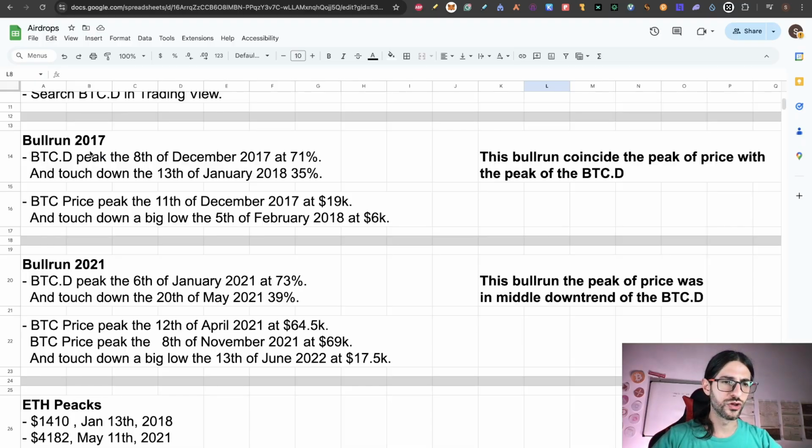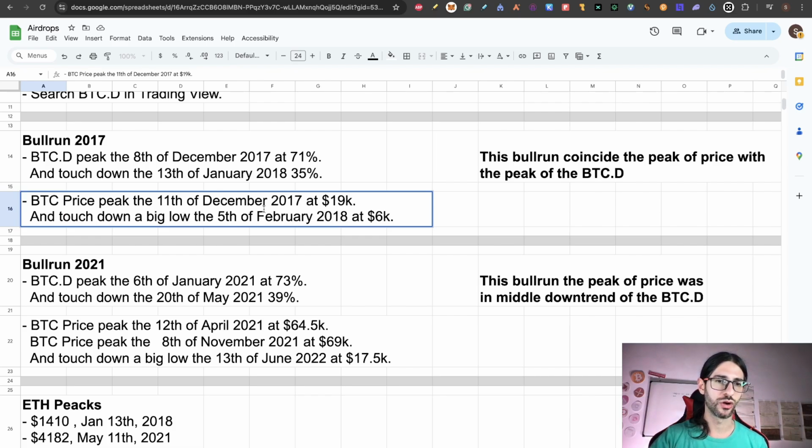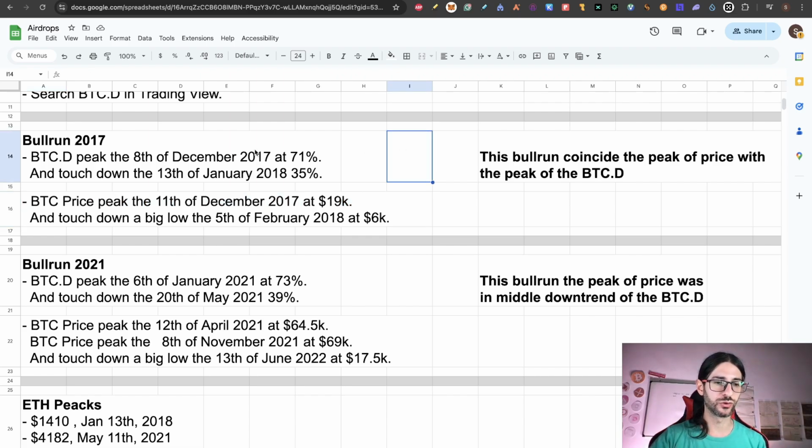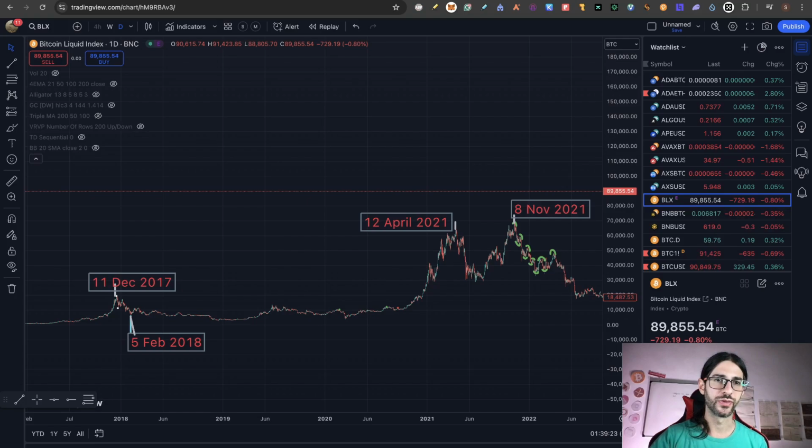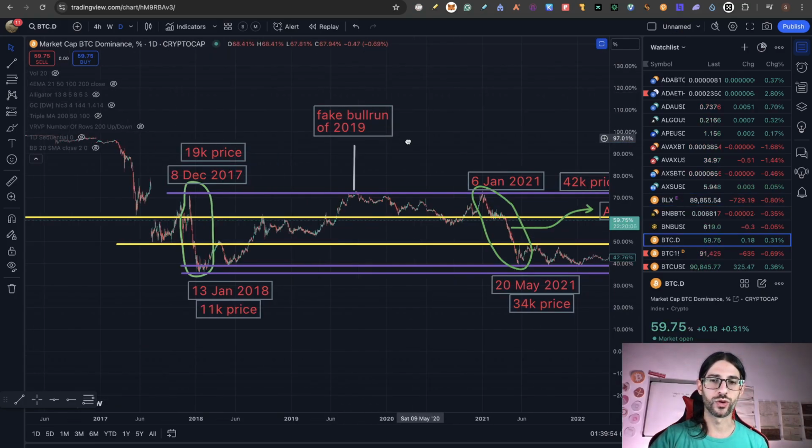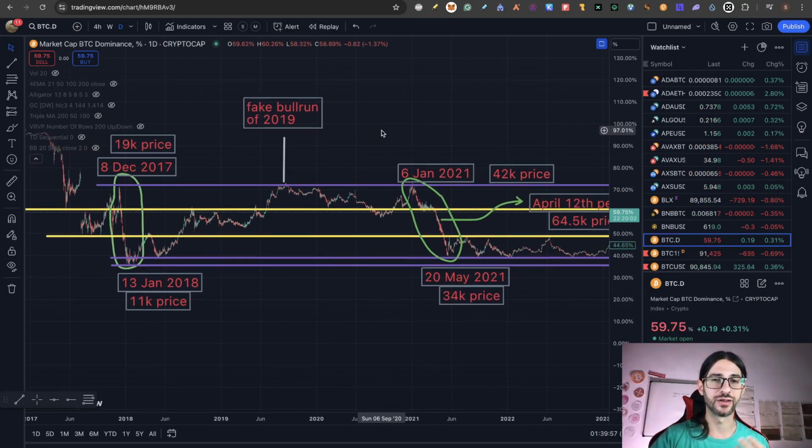So here I am showing you the same information. The Bitcoin dominance peak on the first bull run was at 71%, and in one month and 4 days it dumped to 35%. During that period we had the altcoin season, but what is very important is that the peak of the price of Bitcoin coincided, within about 3 days, with the peak of the Bitcoin dominance, because that only happened in that bull run. In 2021 it wasn't the case. That is why we cannot say that when Bitcoin dominance tops is exactly the top of the bull run.